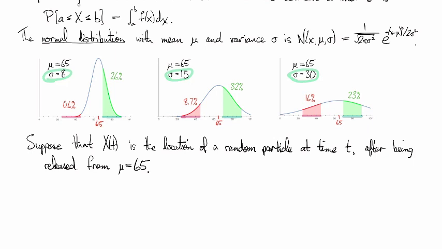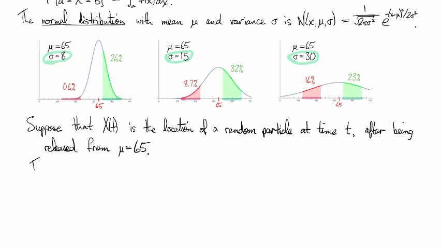So what's going to happen? Well, for a short time, it's going to be somewhere very close to 65. So we would expect to have a bell curve that's concentrated very tightly. So it should have a very small variance around 65. For a very large time, well, the little sucker could have wandered off anywhere. So the variance is probably going to be much bigger.